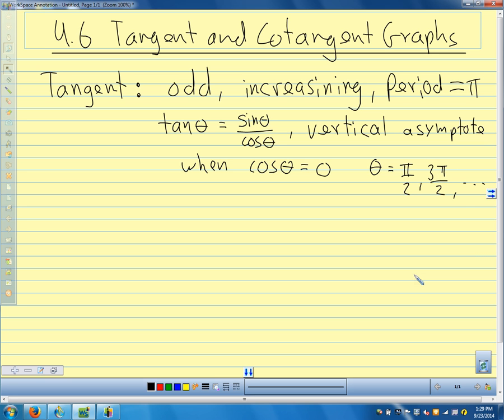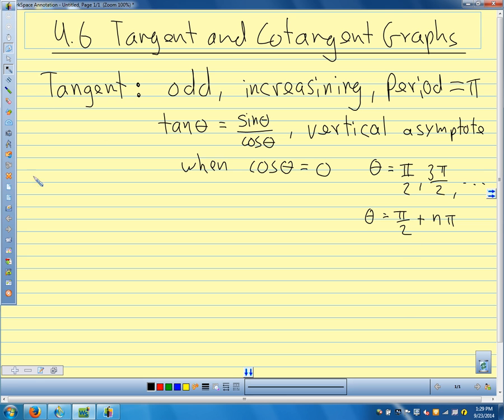So anytime we have a multiple of pi over 2, the way we write that is theta equals pi over 2 plus n pi, where n is an integer. So we go halfway around the circle, we get another cosine equals 0. Go another halfway around, another cosine equals 0. Another halfway around, so we're adding multiples of pi. So we get an asymptote every pi units with our tangent function.